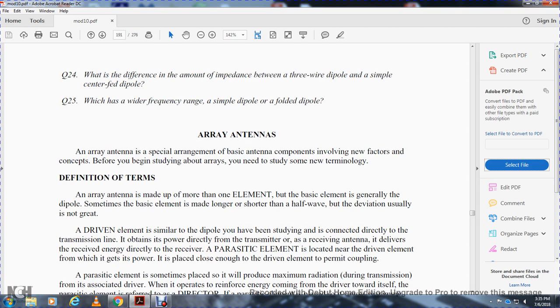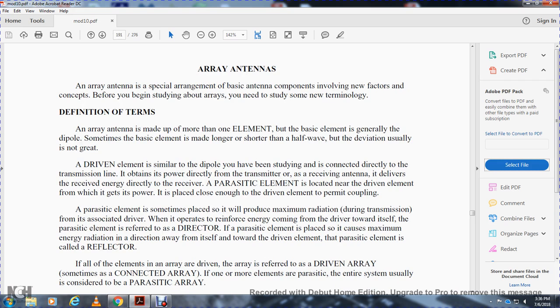Alright, array antennas. Array antennas are special arrangements of the basic antenna components. Before you study arrays of antennas, you need to study some new terminology. Definition of the terms. An antenna is made with more than one element. The basic element is generally the dipole. Sometimes the basic element is made larger or shorter than a half-wavelength, but the deviation is usually not great.